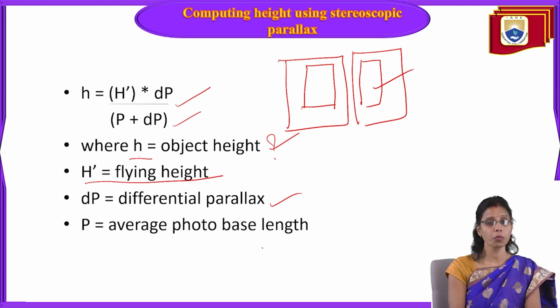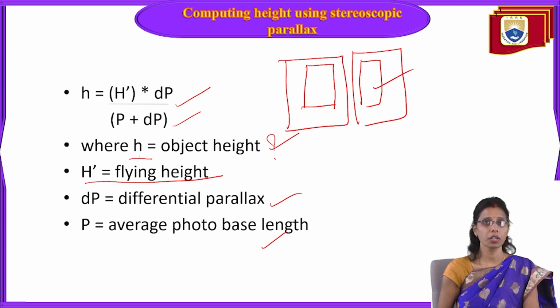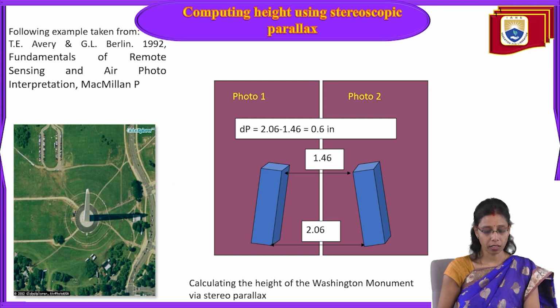P is what? Average photo base length. So how to find the average photo base length? In a single photo, photo number 1, we have to measure the distance from principal point to the conjugate principal point. In photo 2 also we have to measure the distance from principal point to the conjugate principal point, and later we just subtract photo 1 minus photo 2, and finally divide by 2, and we will get the average photo base length. So this is a very good example to understand now.